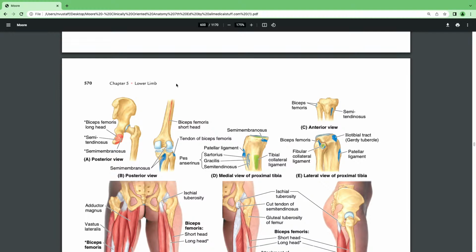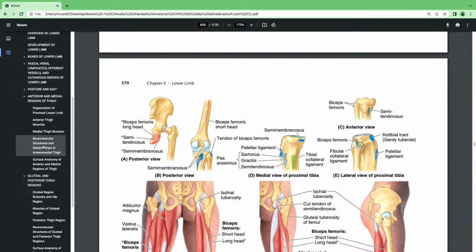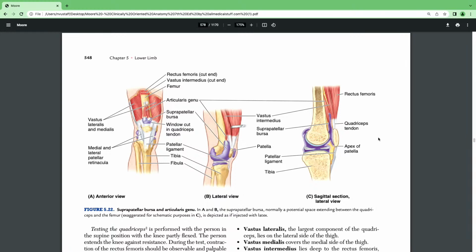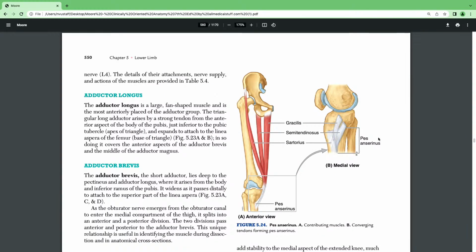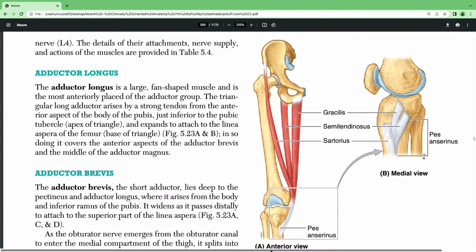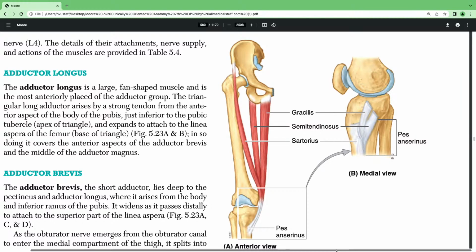Now, we started to talk about the attachments, but we didn't say one interesting part, and I would like to show you back again the picture which I showed you prior, and here it is. So this is figure 5.24, and it shows you the attachment which is known as pes anserinus, which we can translate as a goose foot, let's say. And here you can find that.